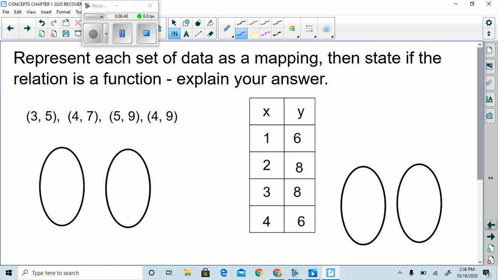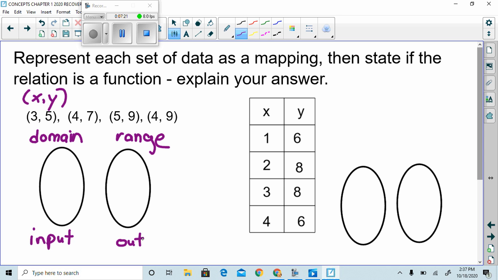And one last topic that came up was representing data as mapping and tables in ordered pairs and on graphs. I'm asking you here to represent each of the following set of data in a mapping situation. Remember that this is my x and y ordered pairs, and that my x terms are my domain or my input. Can't say these words enough. My domain or my input. And then the y terms are my range or my output. Knowing that terminology, very important.